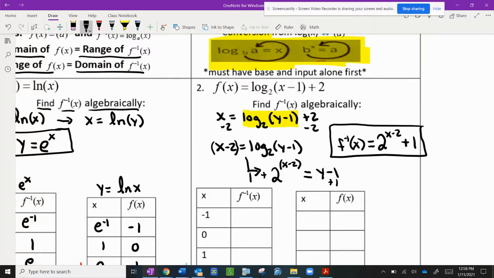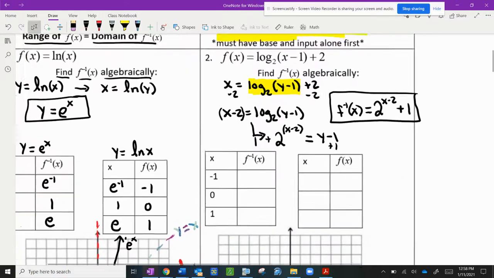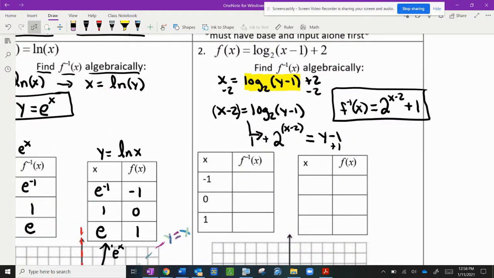And so now what I want to do is take this inverse and plug a couple of numbers in here. I already have set -1, 0, and 1. So if I plug -1 into this function, I'm going to get -3. So this is 2 to the -3 plus 1. If I plug in 0, I get 2 to the -2 plus 1. And if I plug in 1, I get 2 to the -1 plus 1.